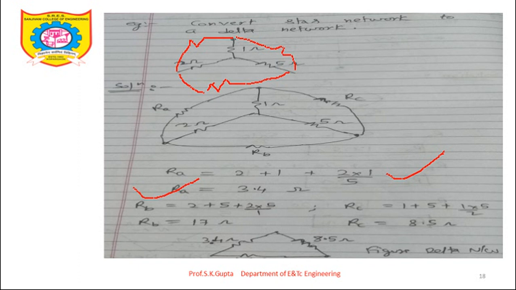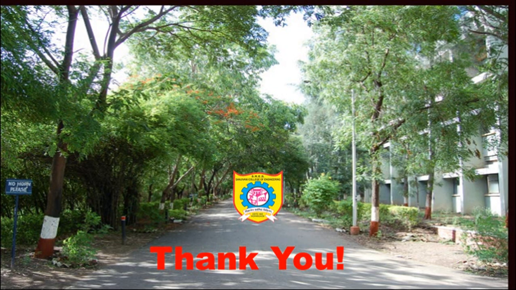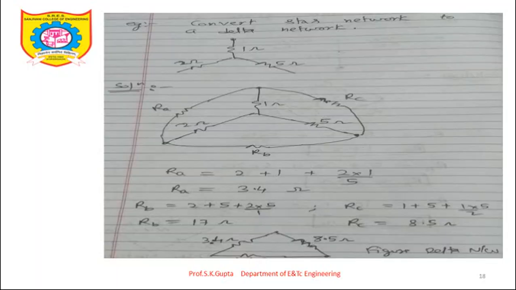So remember star network. This one is a star network and this one is also another form of star network, and this one is the delta network. This one is the delta network. Okay, so thank you.